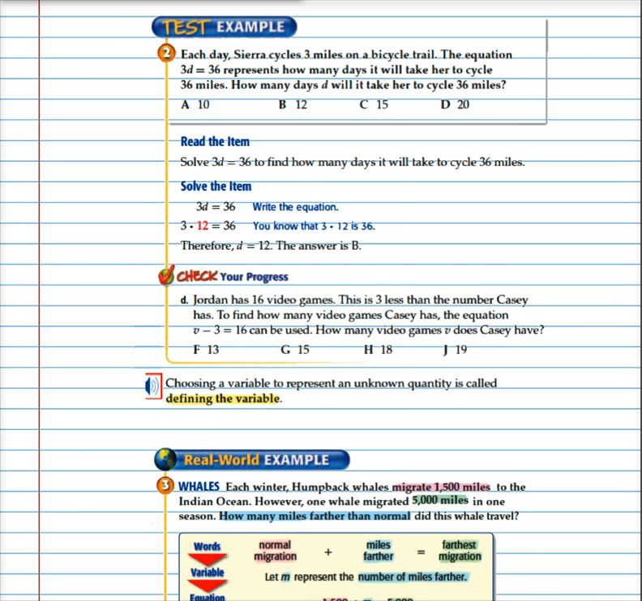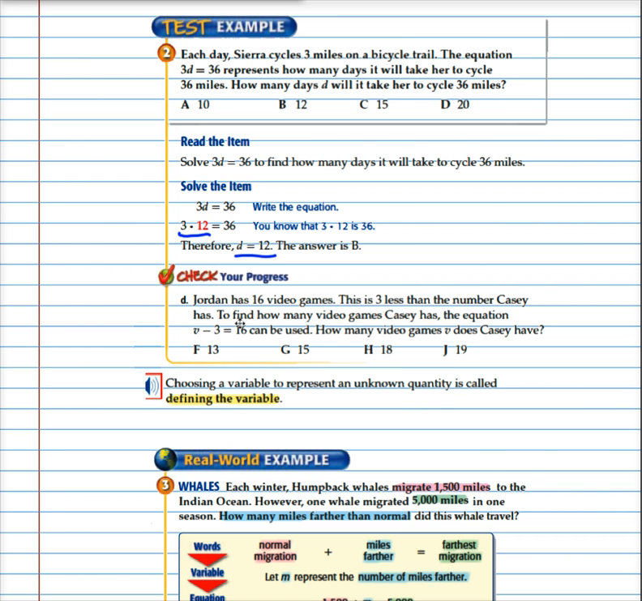In the test example, it says each day Sierra cycles 3 miles on a bicycle trail. The equation 3d equals 36 represents how many days it will take her to cycle 36 miles. How many days d will it take her to cycle 36 miles? Well, the equation is 3d equals 36. We know that 3 times 12 is 36. Therefore, d must equal 12, because 12 is the value for the variable d that makes this statement true.